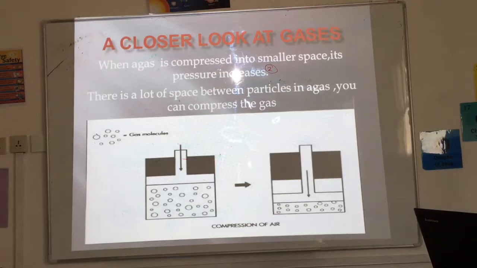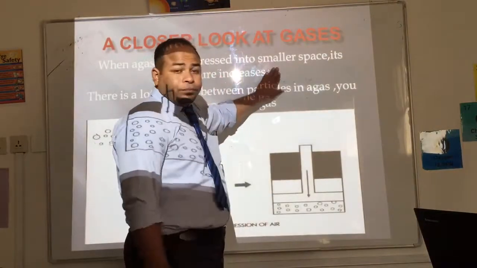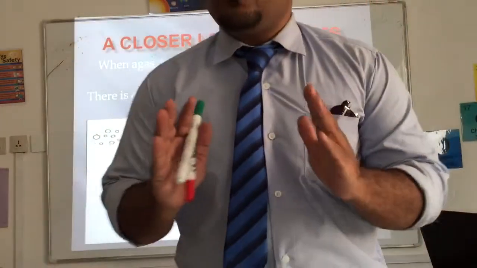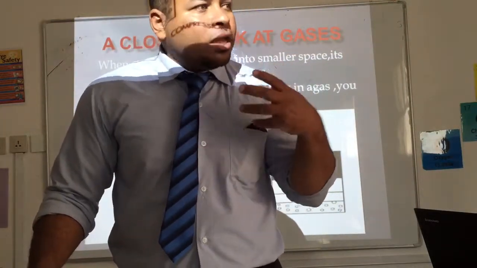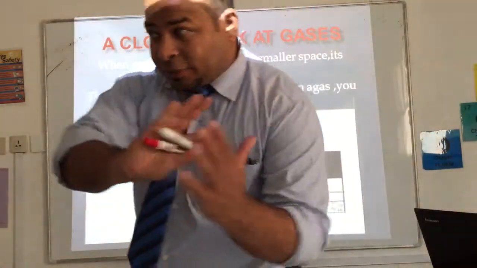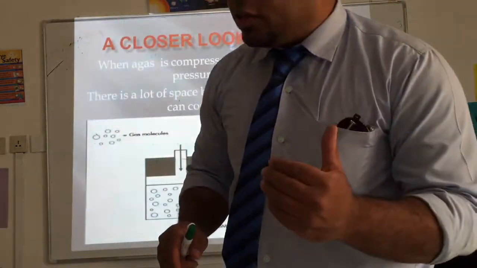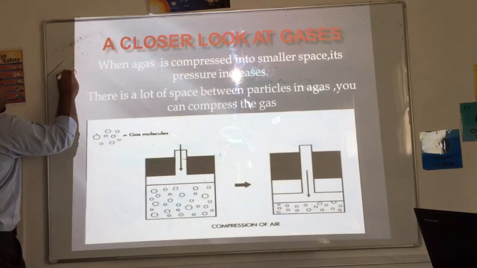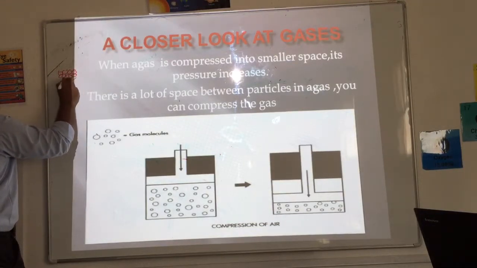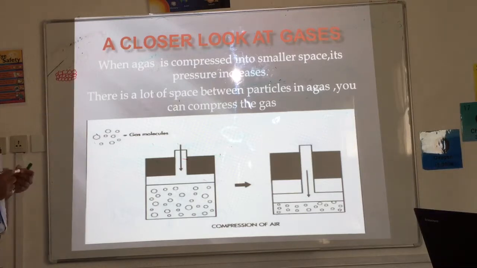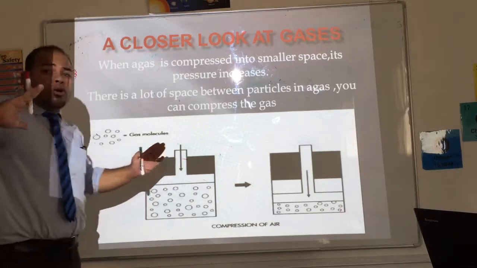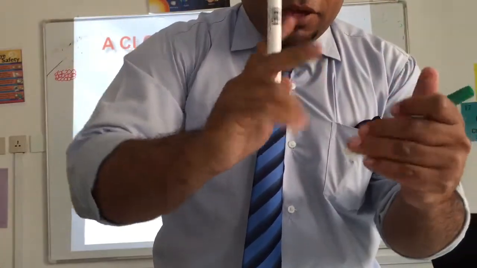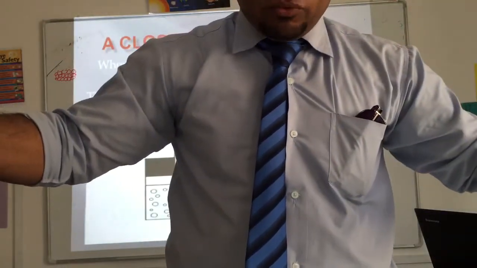When gas is compressed into a smaller space, its pressure increases. But first of all, we can compress particles which exist in gas state only. Why? You cannot compress particles which exist in solid state, meaning particles already touch each other. Particles in solid state like this already touch each other. How can you compress it? No way. But in gas state, you can compress the particles because there is a space between particles, far apart, we said that before.